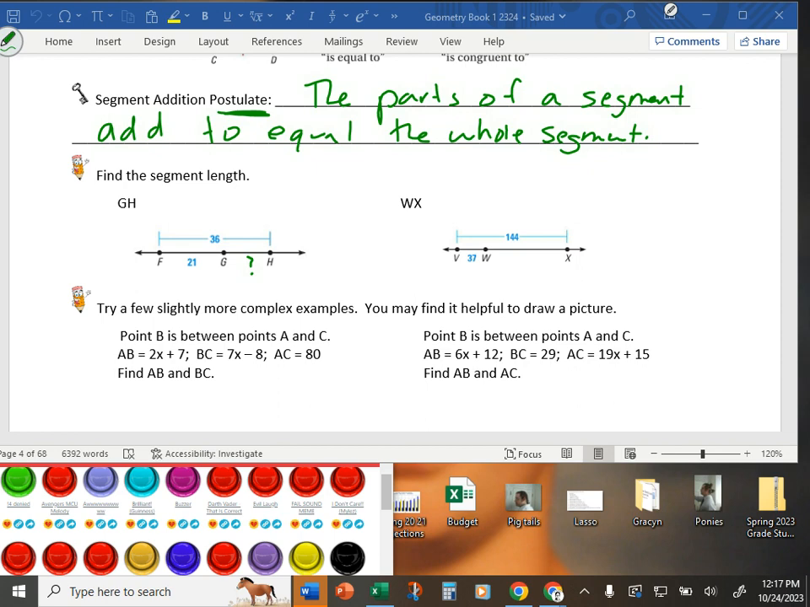Now you'll notice this has arrows on each end, right? And so we also have line FH here. But if we are specifically talking about from F to H, we're defining that segment, that part of the line, that piece of it, as 36. And the parts of FH, 21 and what ends up being 15, have to add to equal 36. They always will. In geometry, there are no exceptions.